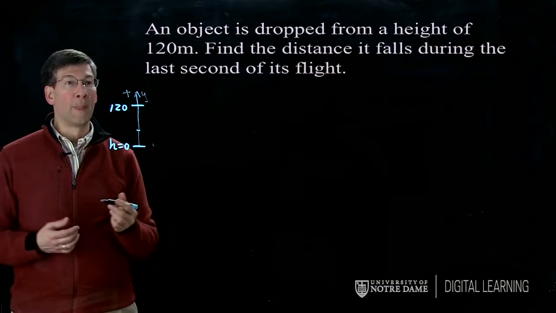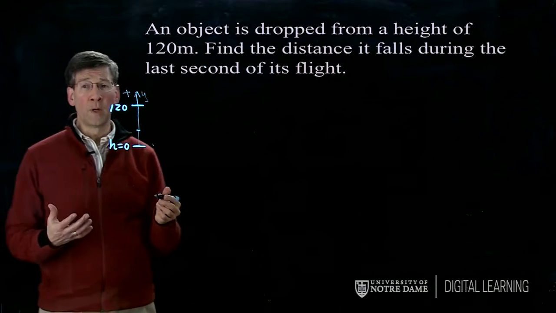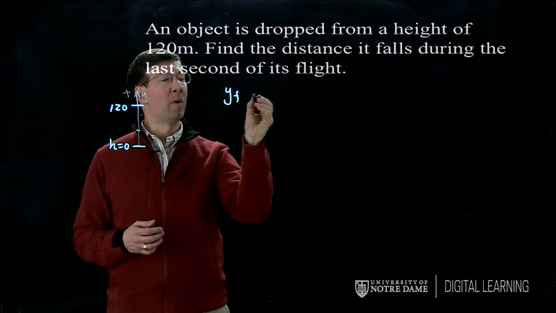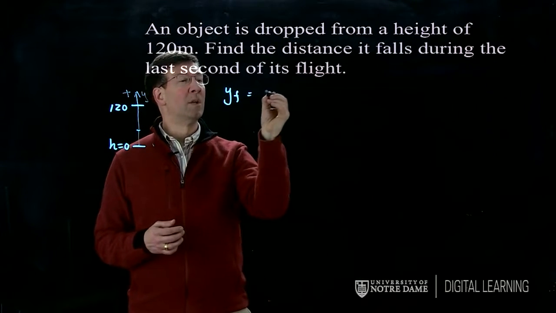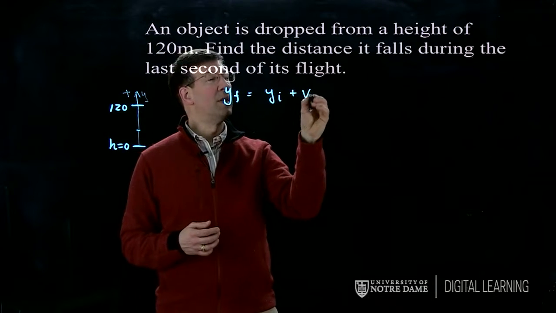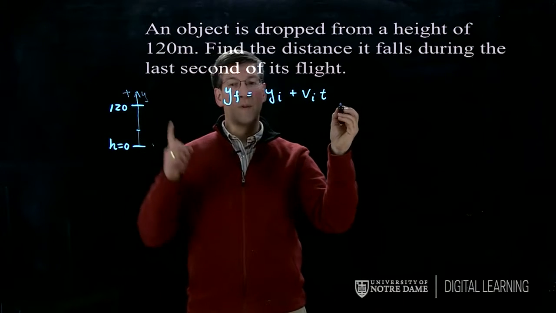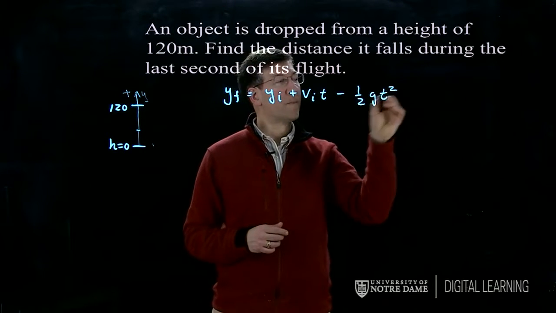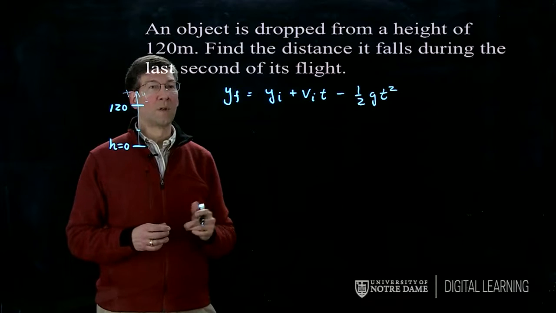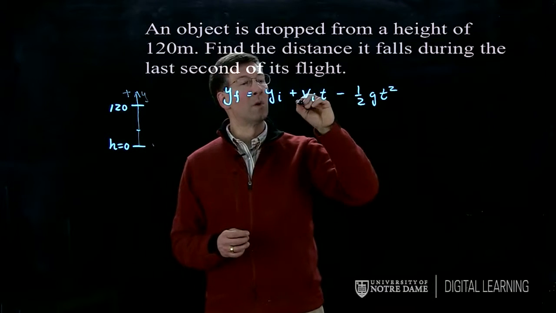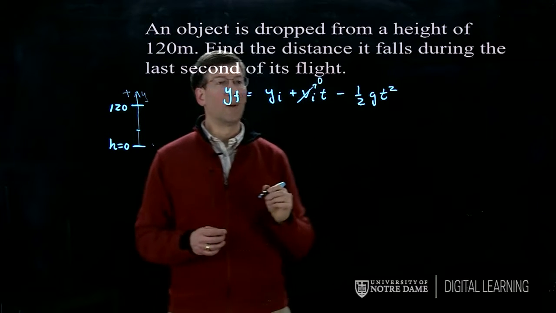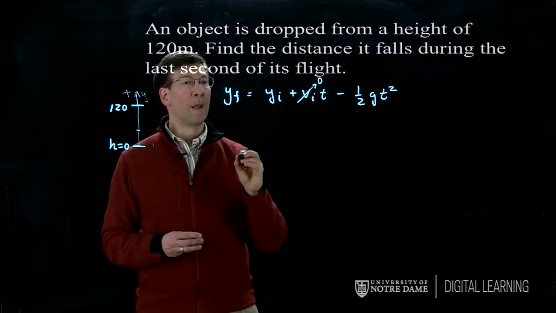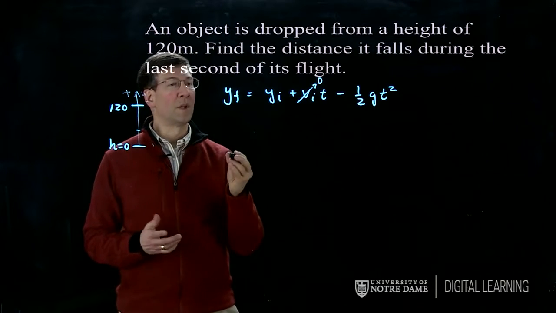So that's the plan. We can write down our equations using a distance equation to describe where it is. The final position is equal to y initial plus v initial times time. Since we define the positive direction to be up, we're going to write minus 1/2 gt squared here. So this is our equation that's going to describe the motion. The original velocity, since it's dropped from rest, is going to be 0. My original position is going to be 120 meters. And my final position when I hit the ground is going to be y equals 0.